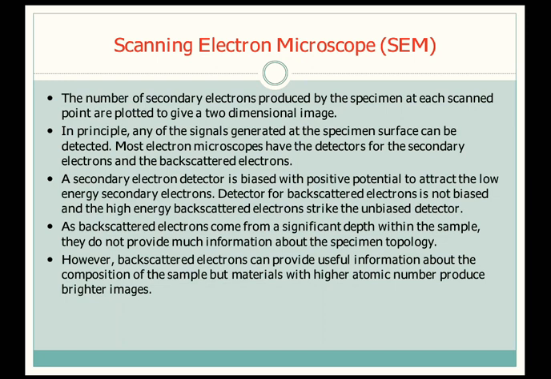As backscattered electrons come from significant depth within the sample, they do not provide much information about the specimen topology. However, backscattered electrons can provide useful information about the composition of the sample, as materials with higher atomic number produce brighter images. So if the material has a higher atomic number, then the electrons give brighter images.